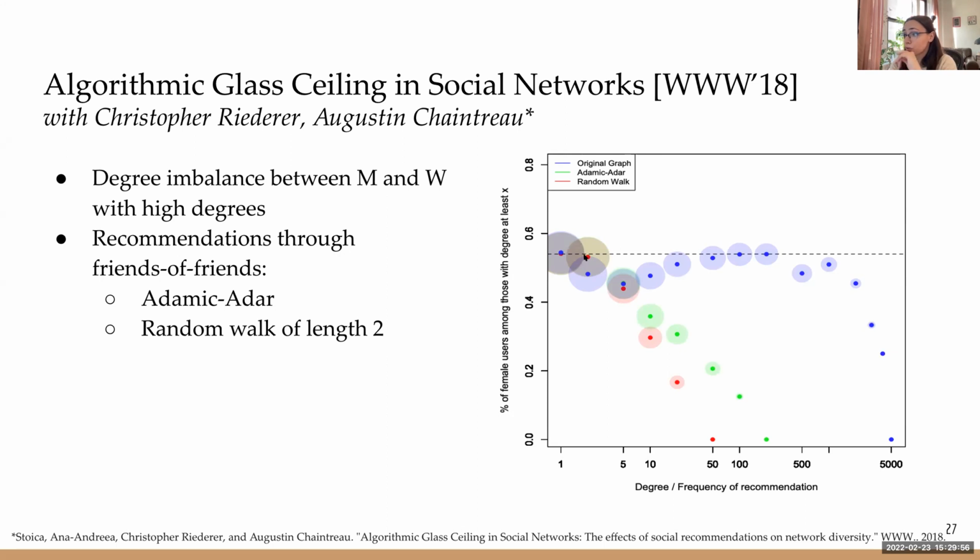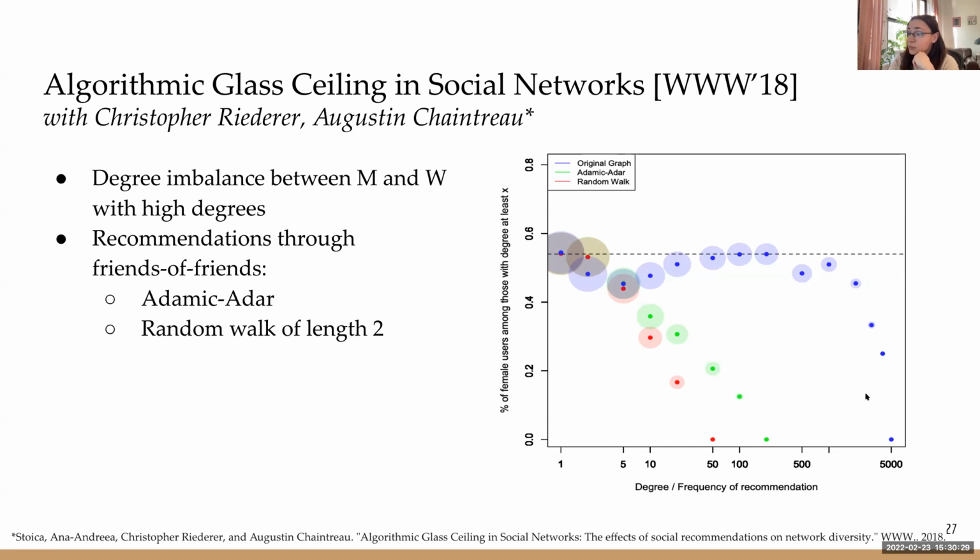So blue is the original graph, and the circles around it just mean the proportion of the population at that particular point. We start with everyone having degree at least 1, where there are about 54% women, which is where the dashed line is. As we move towards people with higher degree, we see that at some point, the percentage of women among them drops to 0.